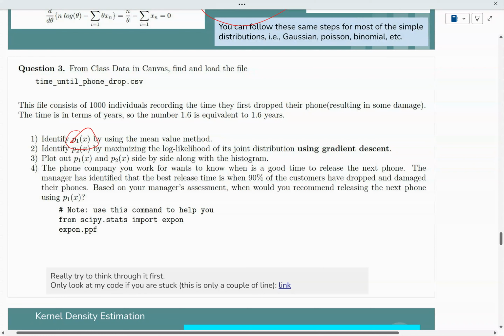Questions such as when is 90% of the customers damage their phone, right? So you want to be cognizant of the steps we're taking. Basically every single step is what you might actually do when you're in a company or you're doing research. So make sure you can do this right here.